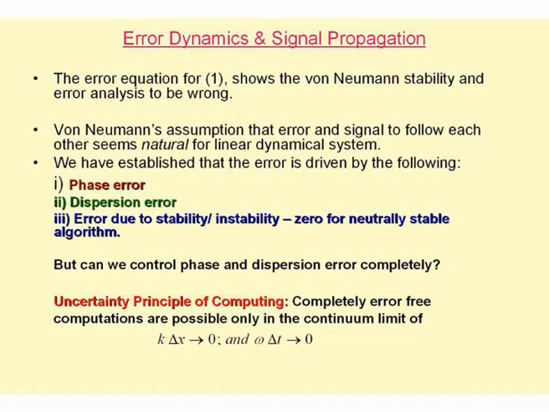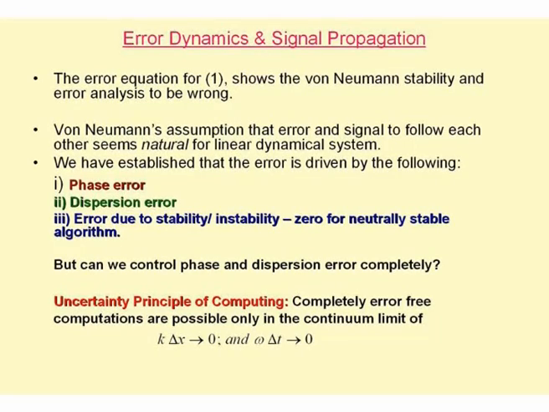However, we have shown here that error is driven by the following 3 sources of error: the phase error, the dispersion error, and error due to stability or instability. And this component is of course 0 for a neutrally stable algorithm.